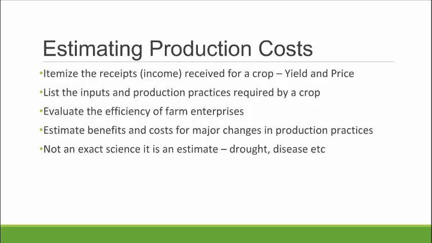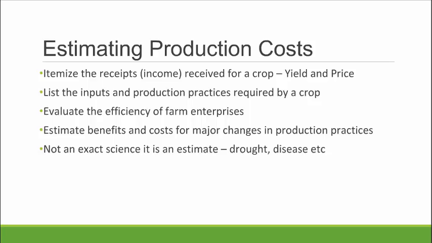You're going to list the inputs and production practices required by that crop. So what chemicals, seeds, feed, what's going to be needed to grow them. And that also includes things like mulch, fencing, tillers, equipment. What are all those things you need? Stakes, maybe it's something for harvesting, maybe something for marketing and packaging.